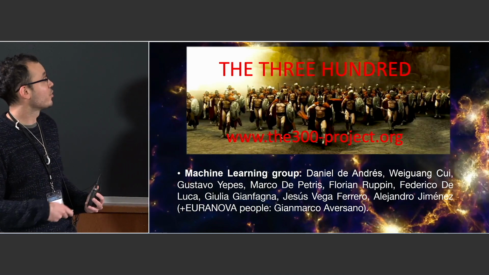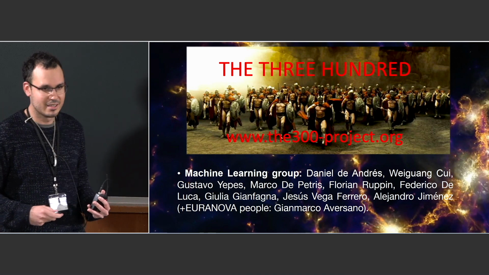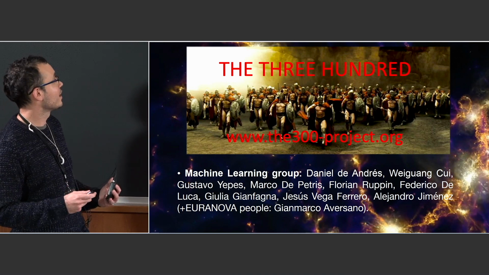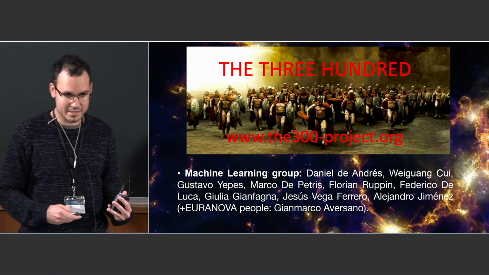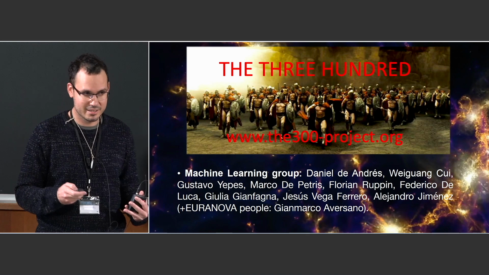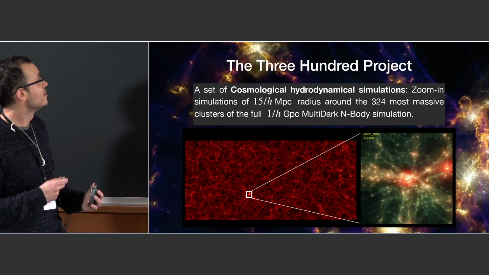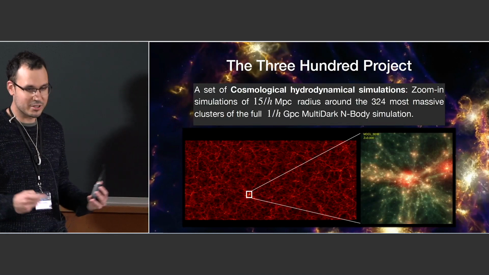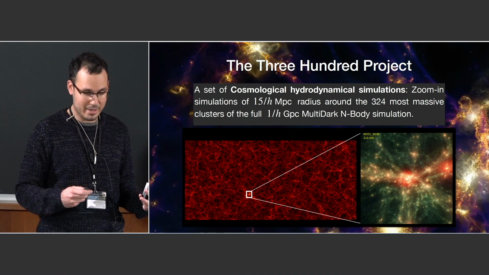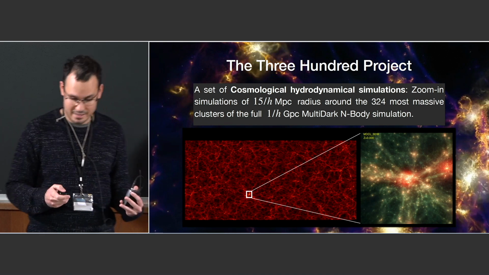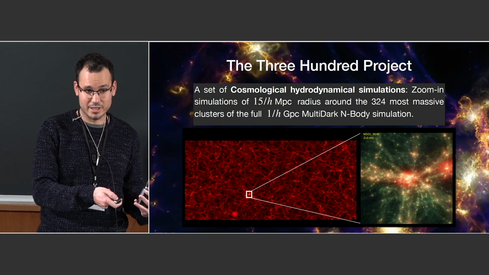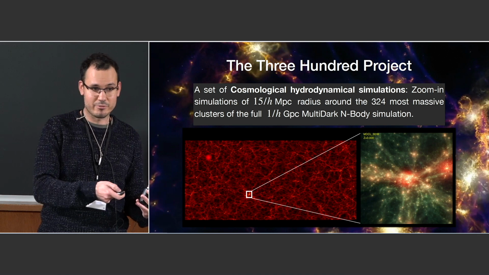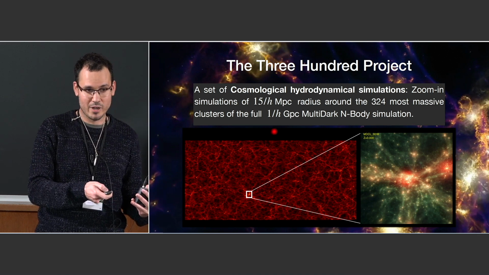This is the 300 project. I think from this image, everything is clear. Inside this project, we have a machine learning group, with lots of collaborators. In case this image is not enough for describing the project, I can tell you here. The project is a set of cosmological simulations. They are based on the zooming technique. As you can see here, we have a dark matter-only, gravity-only simulation, and we can perform the simulation in a very big box, 1 gigaparsec of box size.